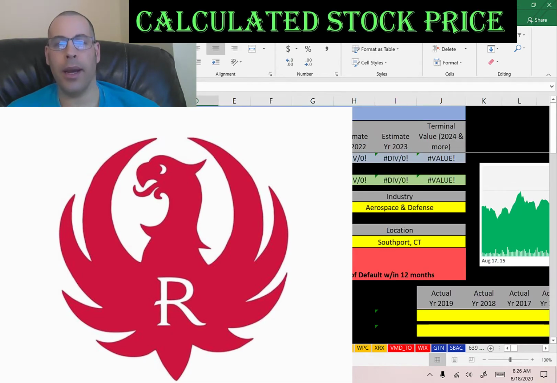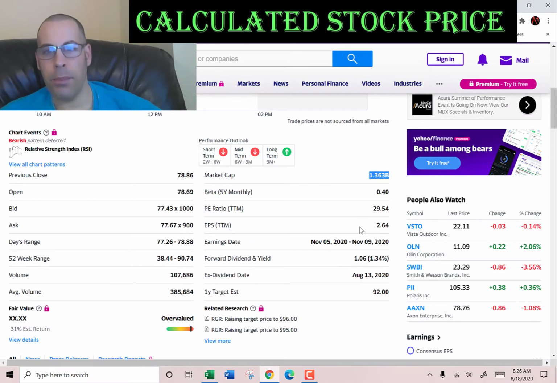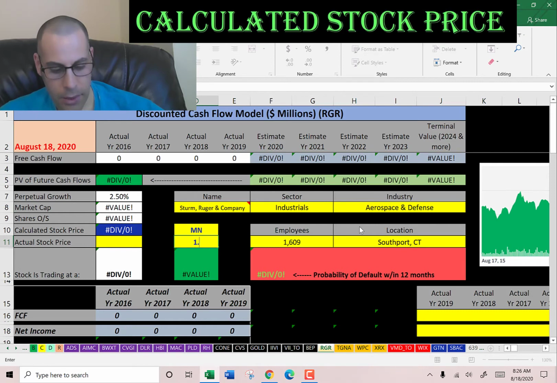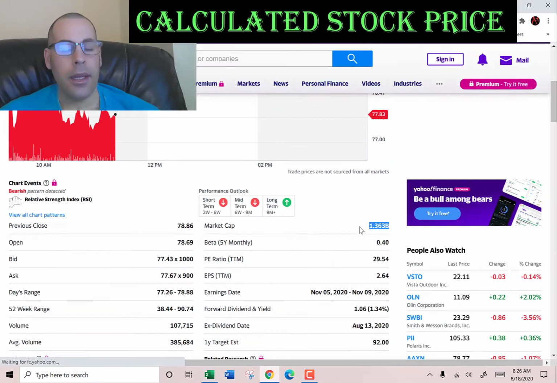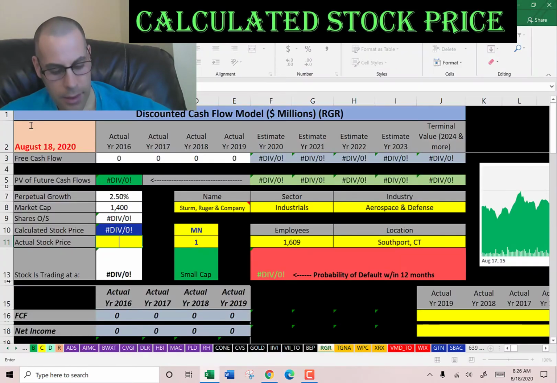The stock we're going to look at is Sturm, Ruger & Company. Ruger is America's largest firearm manufacturer. Let's get started with the model. This company has a market cap of $1.4 billion. So that's the value of the company according to the stock market. Let's see what they're trading at, $77.83 a share.